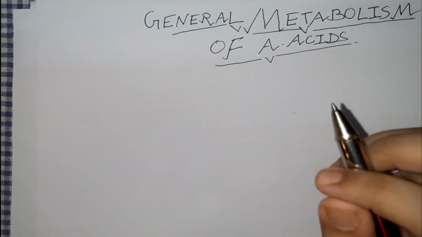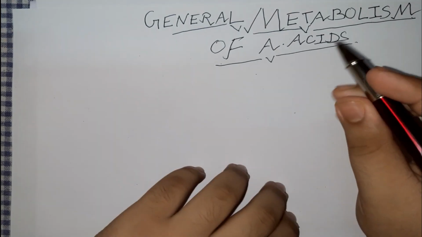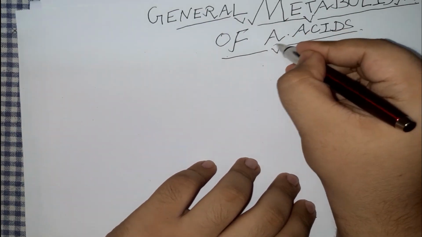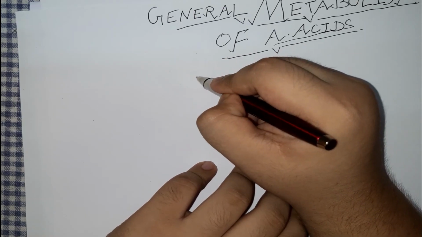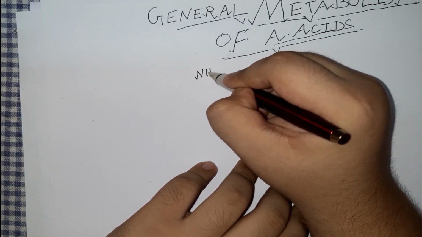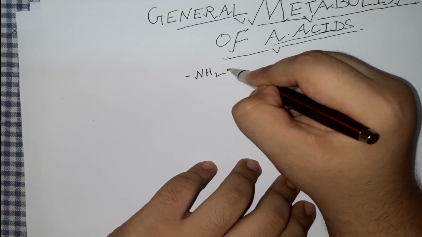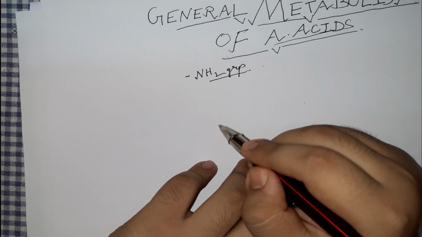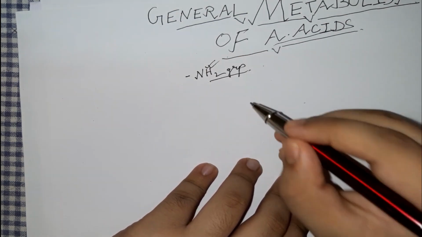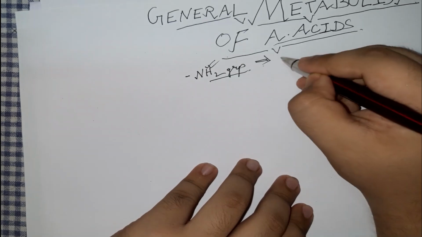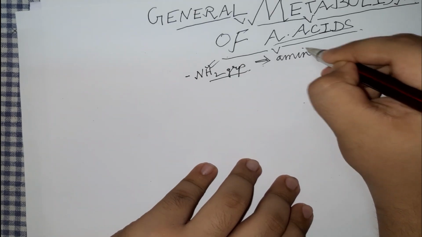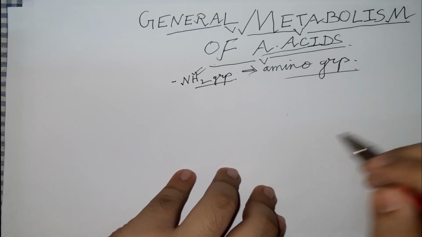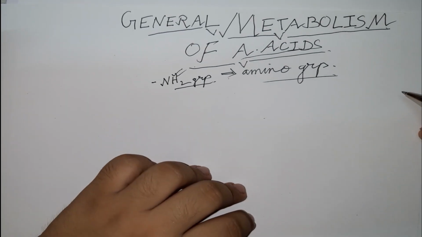Now, here's the thing. Amino acids, what do they contain? Amino acids contain this group, if I'm not mistaken. Am I mistaken? No, I'm not. They must contain this group. This is the amino group. Right? So they must contain this amino group.